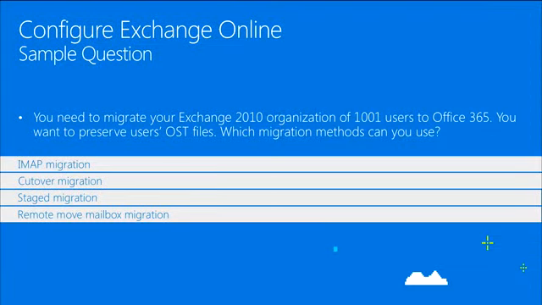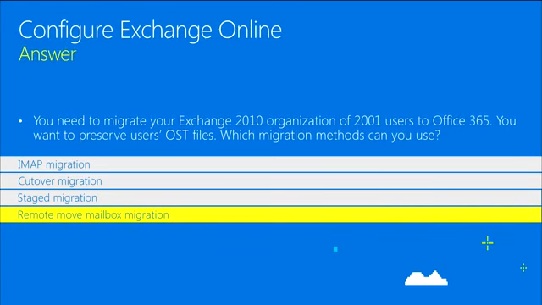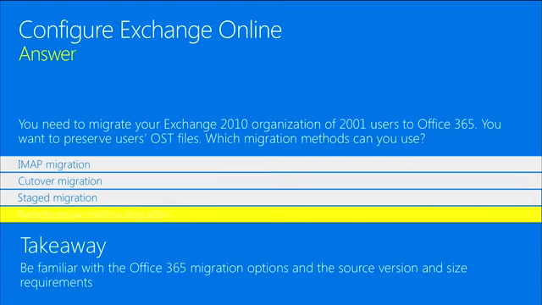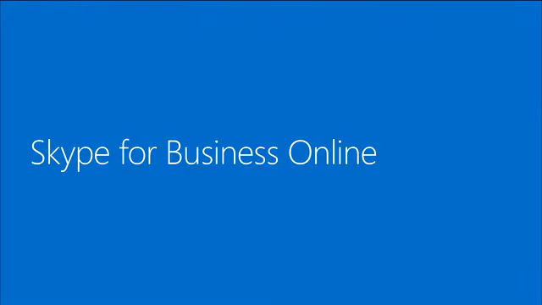So let's have a quick look at some questions. So you need to migrate Exchange 2010. Now, it could be 2001, it doesn't really make any difference to 365. The key thing there is you want to preserve users' OST files. And the trick question is, which migration method must you use? There is only one answer here, I'm afraid, and it's hybrid. So remote move migration is the only solution here. So it's an Exchange hybrid.